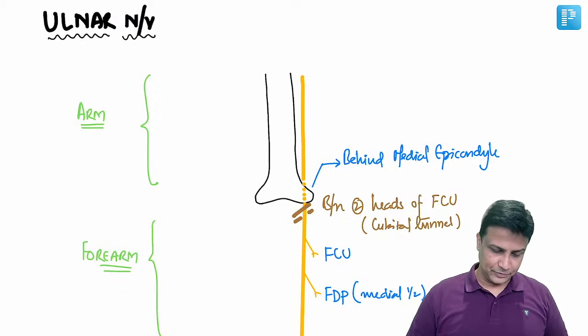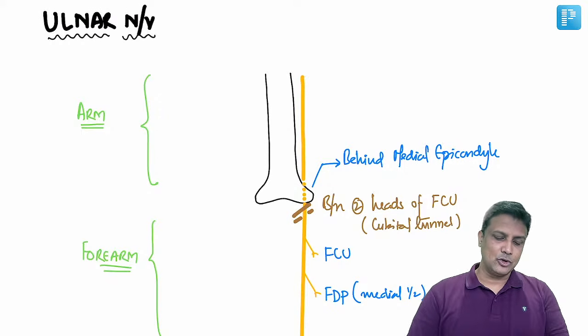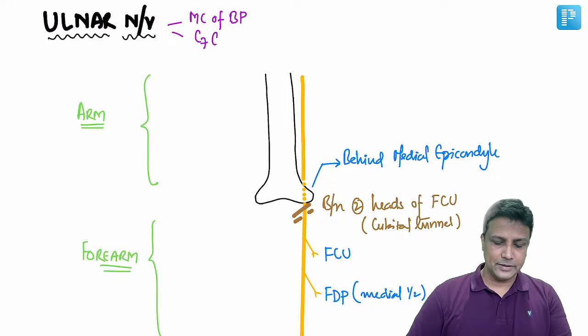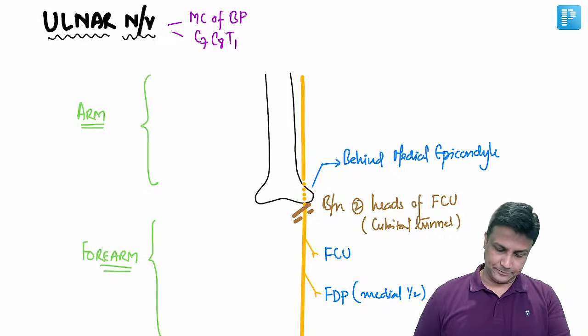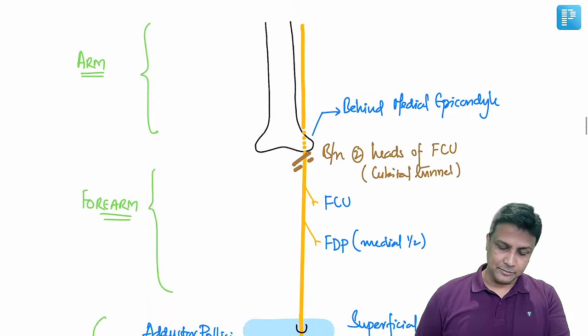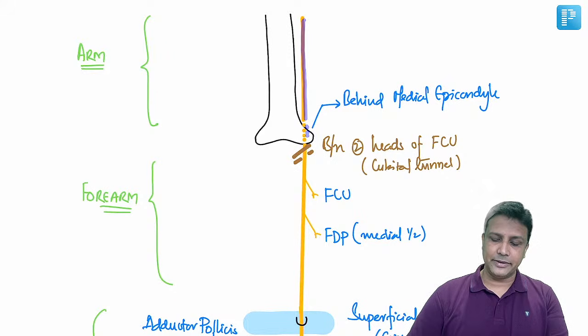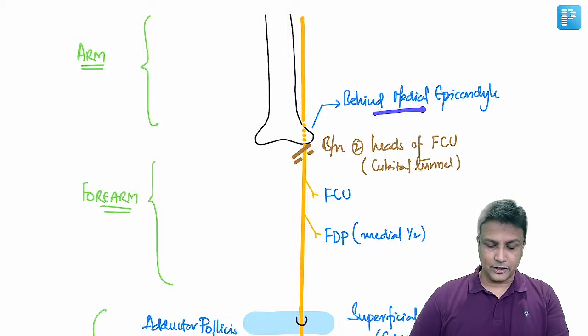Please remember that one. Now, ulnar nerve, we know that it is going to originate from which cord here? It is going to originate from the medial cord of the brachial plexus. And the root value of the ulnar nerve will be C7, C8, and then T1. Now, first let us see in the arm here. In the arm, the ulnar nerve is going from the arm and entering into the forearm by passing behind the medial epicondyle. Now, this is an important point here.